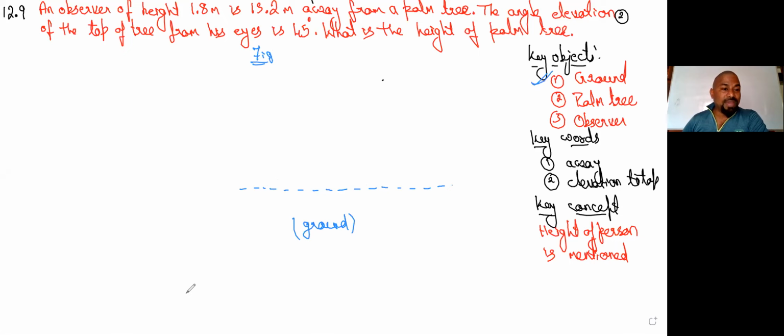Now what he has given, he's talking about the palm tree. So I am drawing a palm tree here.